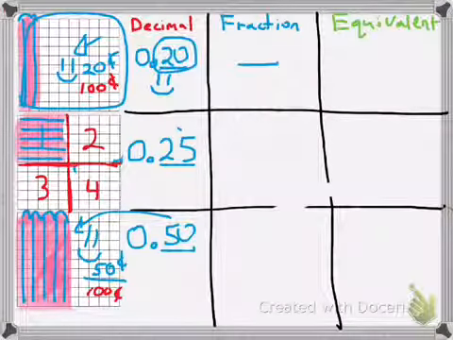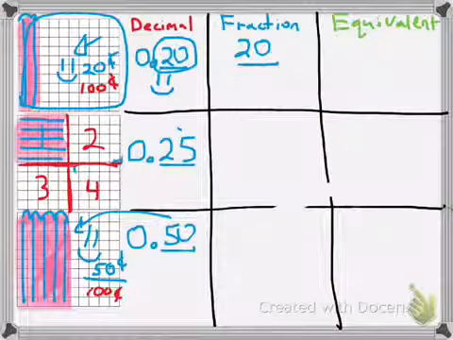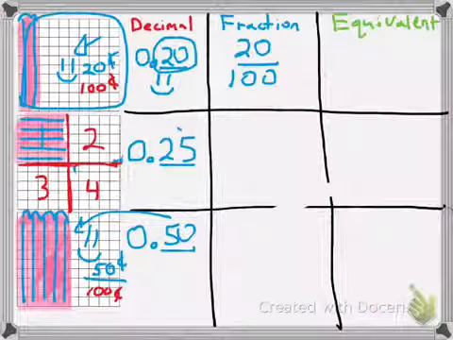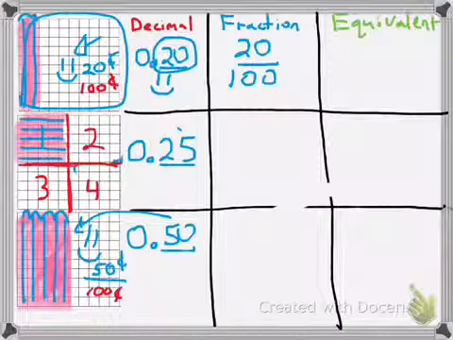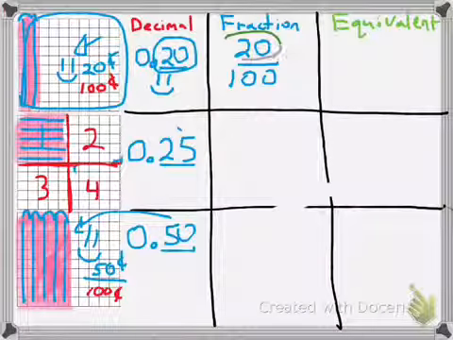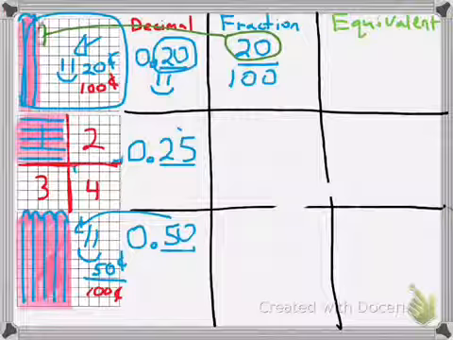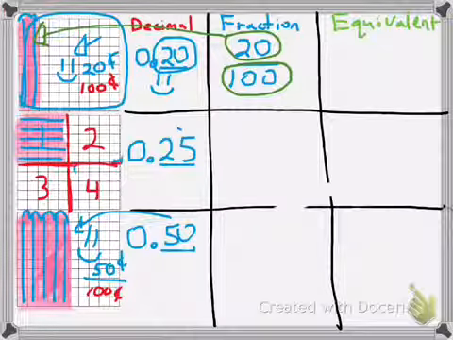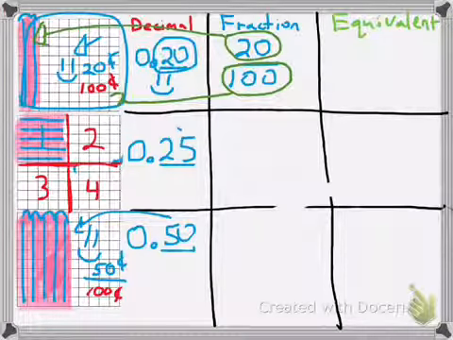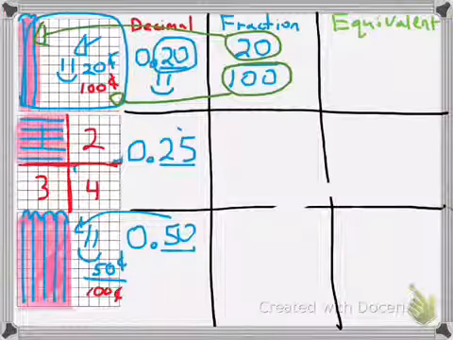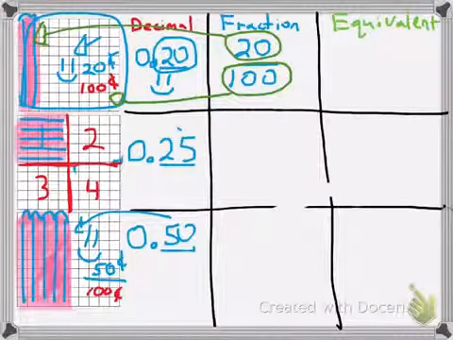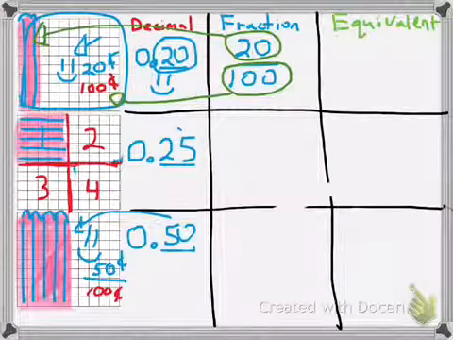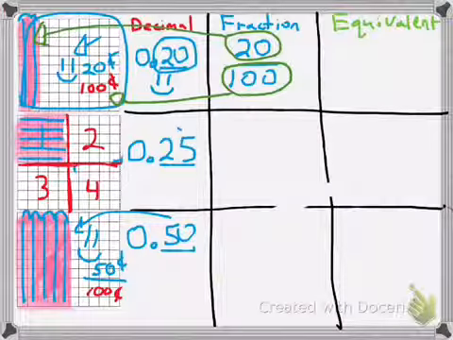So we can say that we have 20 out of 100 different squares that are shaded in. The 20 comes from the squares that are shaded in. And our number on the bottom, which is called a denominator, comes from our whole. We've already said that our whole here, our hundreds grid, has 100 different squares, or if you want to look at it in terms of money, it has 100 cents. And in this case, we only have 20 squares out of our whole 100 squares that are shaded in.